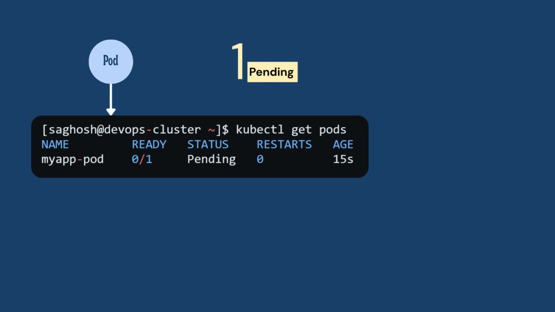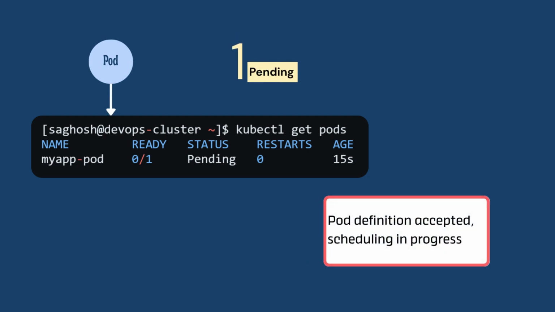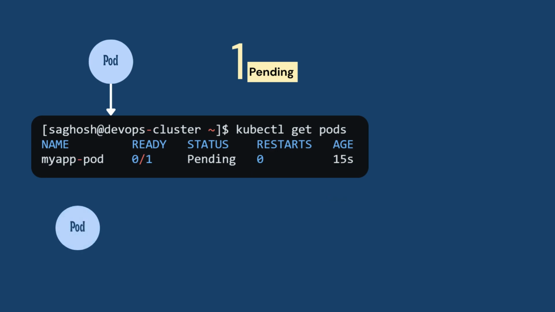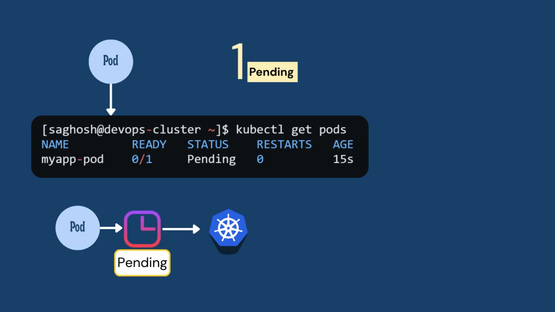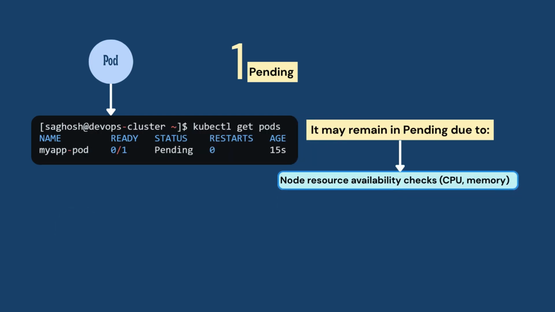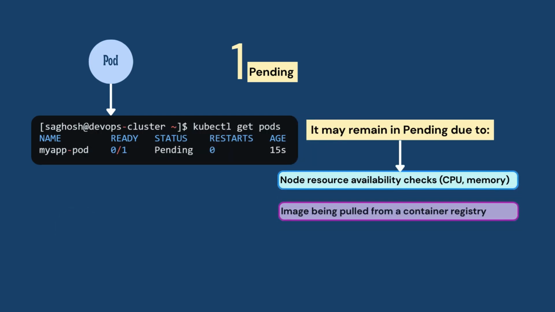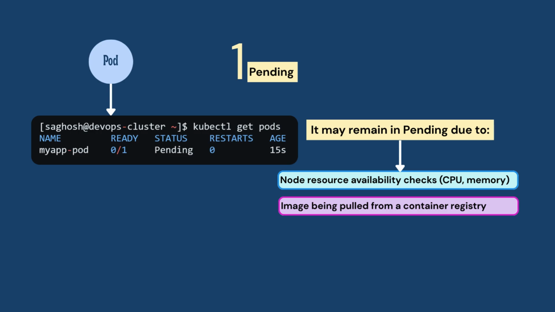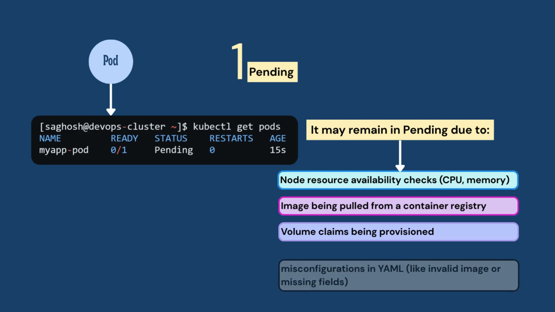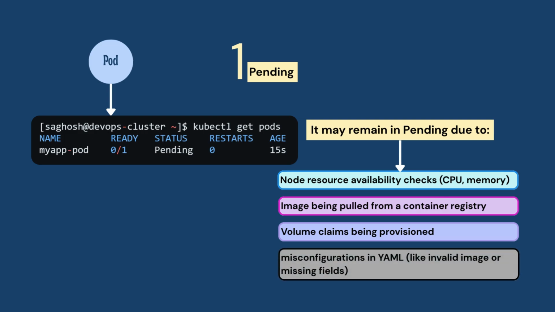Number 1, pending. Pod definition accepted, scheduling in progress. As soon as you create your pod, it enters the pending state. This means Kubernetes has received your pod specifications, but it hasn't scheduled or started it yet. It may remain in pending due to node resource availability checks, image being pulled from a container registry, volume claims being provisioned, or misconfiguration in the YAML file.